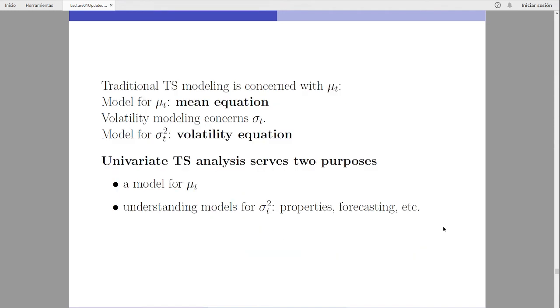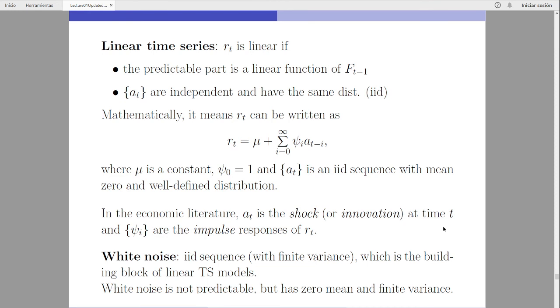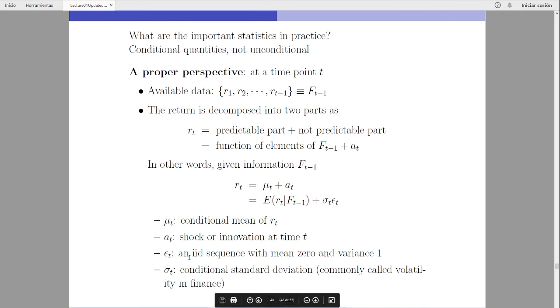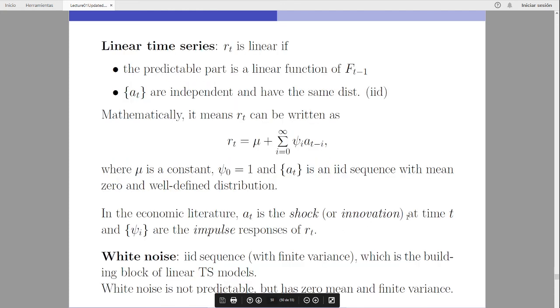Now, the most basic type of time series is linear time series. Pretty intuitively, a time series is linear if the predictable part is a linear function of the previous values, and the a_t, the volatility part, are independent and have the same distribution. That's what we would call IID, independent and identically distributed. So in the case of this e_t, we have an independent and identically distributed sequence of things.